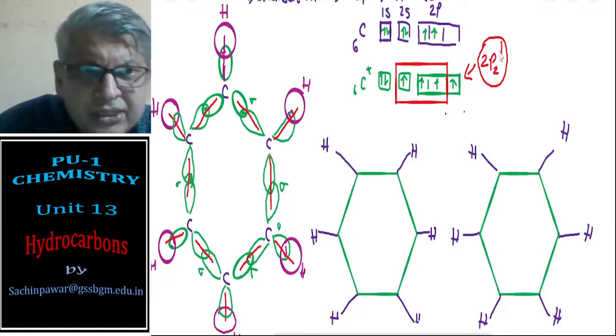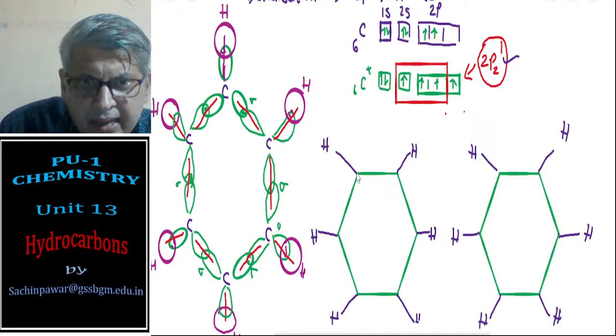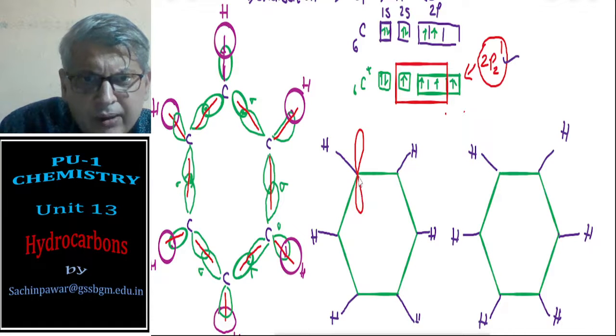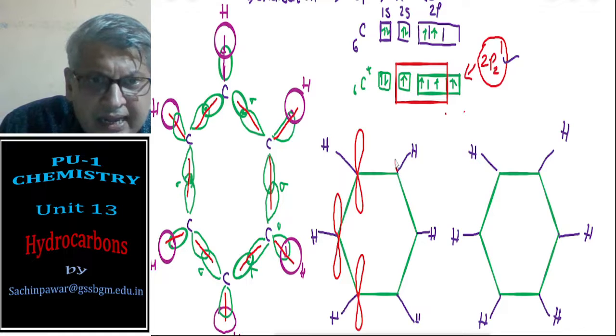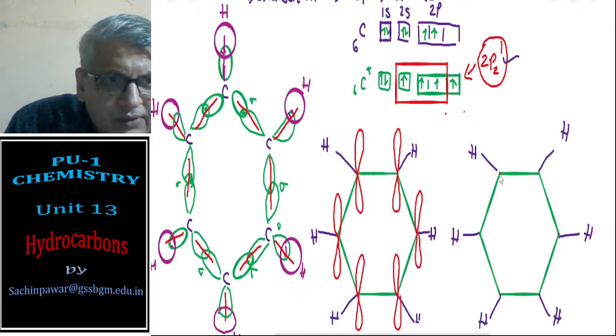Okay, now each carbon atom has an sp2 hybrid orbital that I can show like this. Every carbon atom has got one sp2 hybrid orbital, and that I can show like this. This is the sp2 hybrid orbital. So for this also I will show.